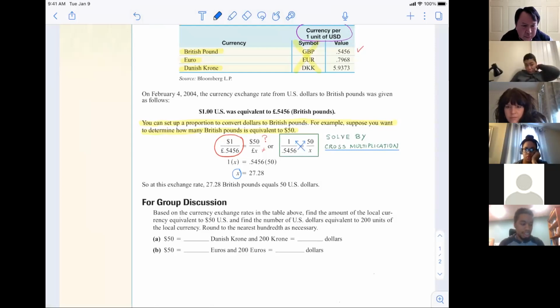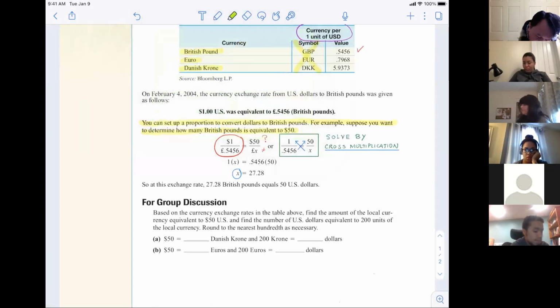Based on the currency exchange rate in the table above, find the amount of local currency equivalent to 50 US dollars. And then find the number of US dollars equivalent to 200 units of the local currency. And if necessary, round your answer to the nearest hundreds. So let me use part A as another example.